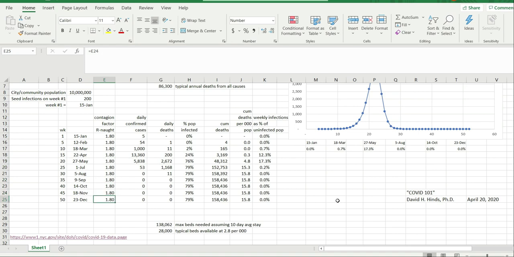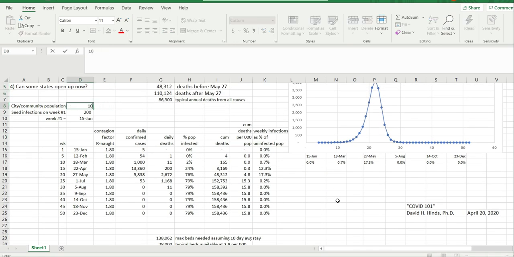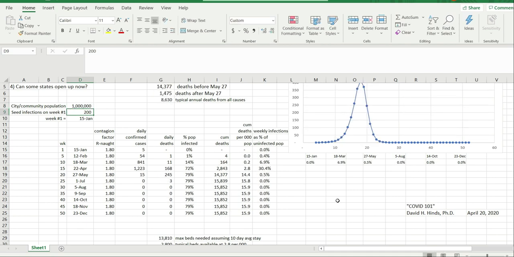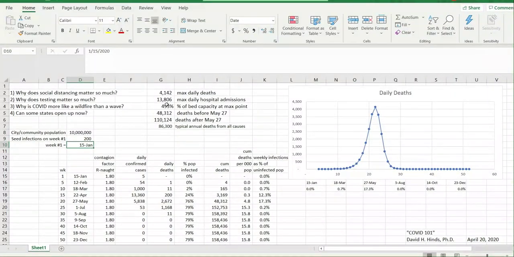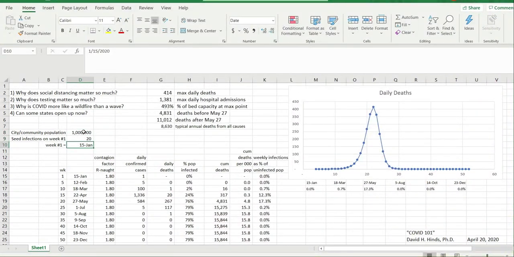Now, let me address this idea of can the states open up right now? Can some states open up? Well, first of all, these are smaller states that say, oh, we're not New York. So let me bring it on down to 1 million population and 20 initially infected, in January. Now, what I should have done, let me go back here a second. Take a look at the bed capacity. We're at 493% at the maximum point. Very bad, right? Let's say we're only 1 million, though, and 20 infected. Same 493%, same curve, same timing, same everything.